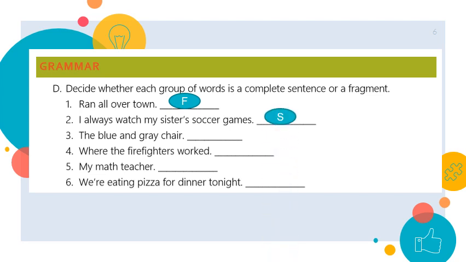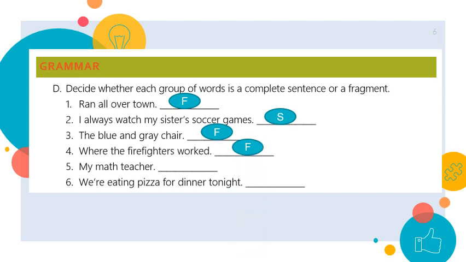3, the blue and the gray chair. The blue and the gray chair. What about the blue and the gray chair? I have a subject, but I don't have a predicate, so I don't get a complete idea, so it is not a sentence, it is a fragment. 4, where the firefighters worked. Okay, where the firefighters worked. Then what? Did I understand it? No. Then is it a complete sentence? No, it is not a complete sentence. It is a sentence fragment. So it is a fragment.